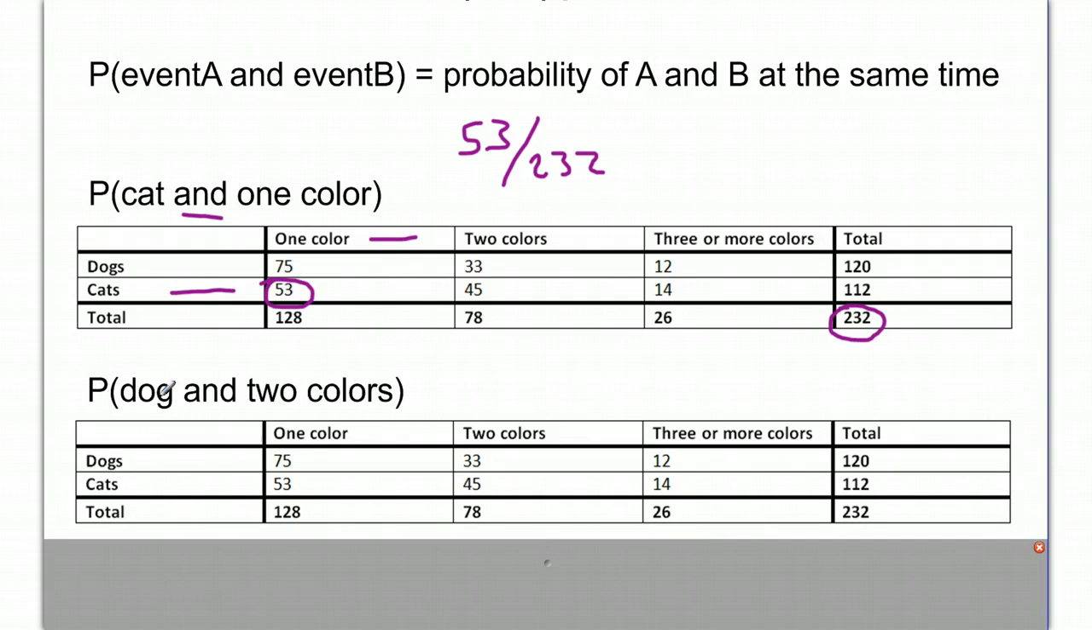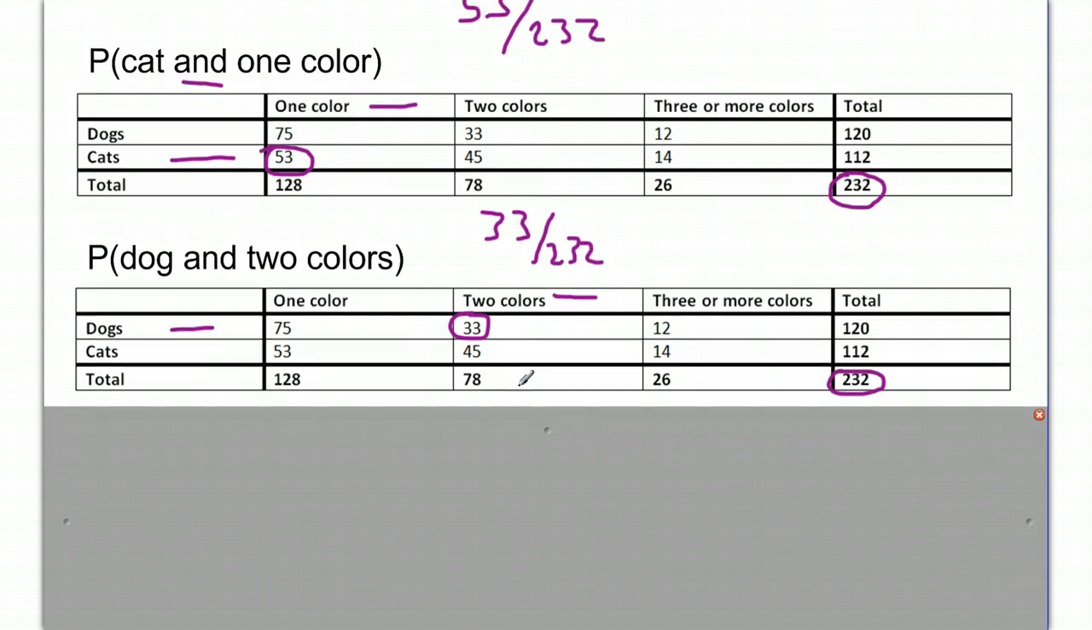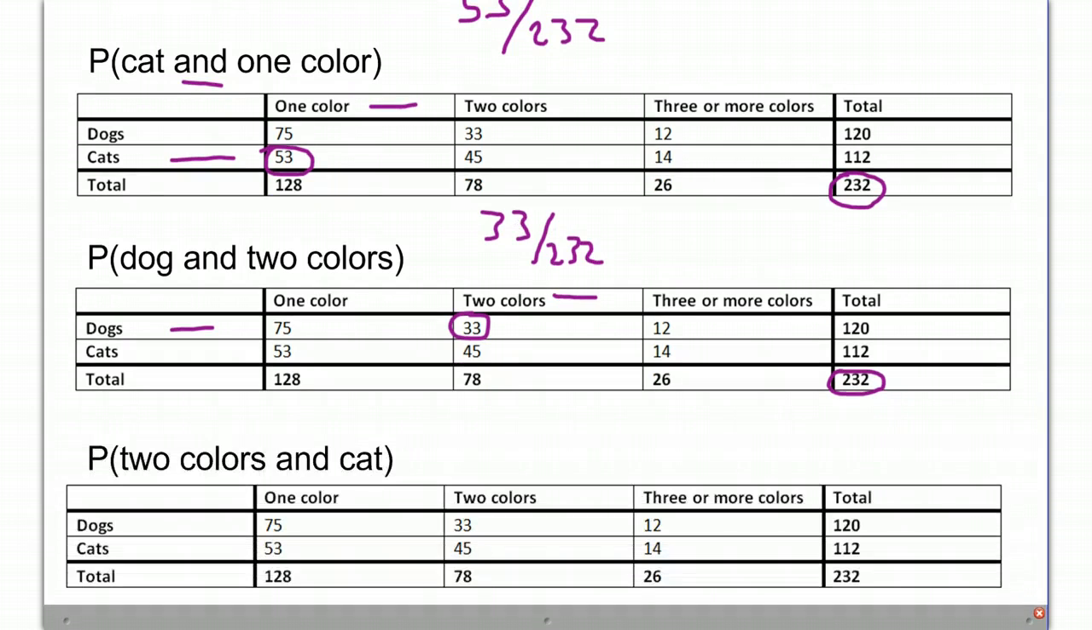Next one here, we have probability of a dog and 2 colors. So dogs, 2 colors. There are 33 dogs of 2 colors. There are a total of 232 animals. 33 out of 232. And then the last one here, 2 colors and cat. We have cats, 2 colors, 45 out of, again, a big total, 232. 45 out of 232.